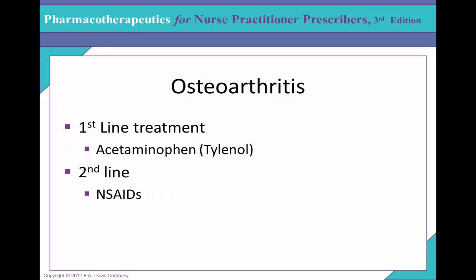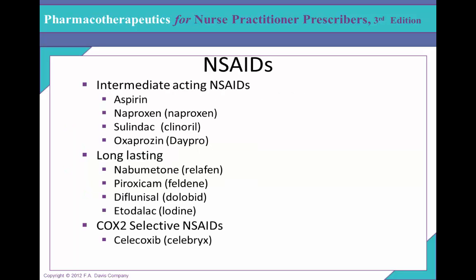First line treatment is Tylenol. Second line treatment is NSAIDs. Don't you never forget that. This is a highly tested topic. Osteoarthritis is considered mild pain, even though it could be progressively getting worse. But the first line of treatment is always Tylenol. Now, you could also use a second line NSAIDs. You could use aspirin, naproxen, or sulindac.